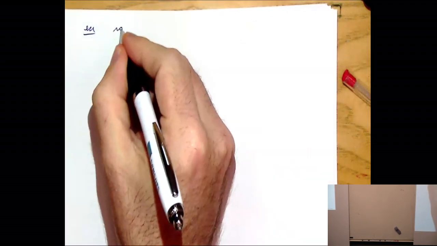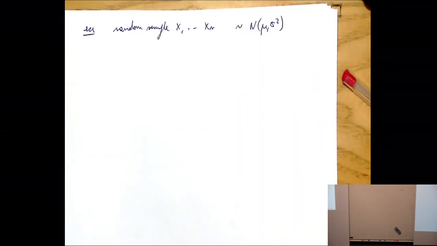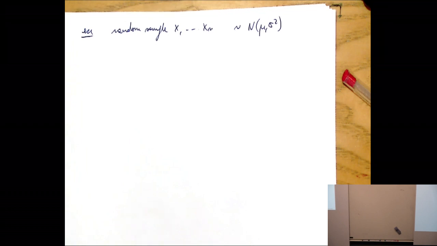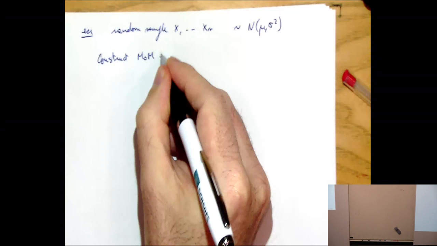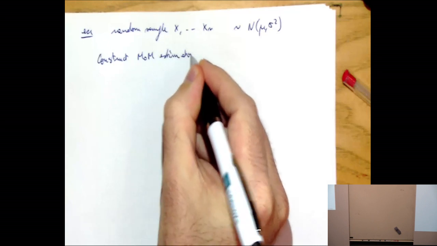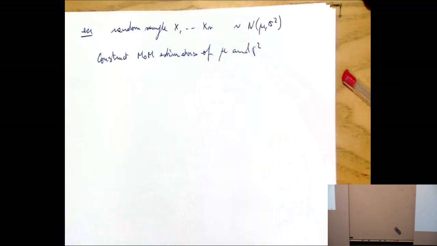You can go to something a bit more complicated, where you now have a random sample x1 to xn, but they're normally distributed. So you have a certain mean and you have a variance. And what we want to do is construct the method of moment estimator of mu and sigma squared. So you have two estimators to construct here. So the first one, what can we do?